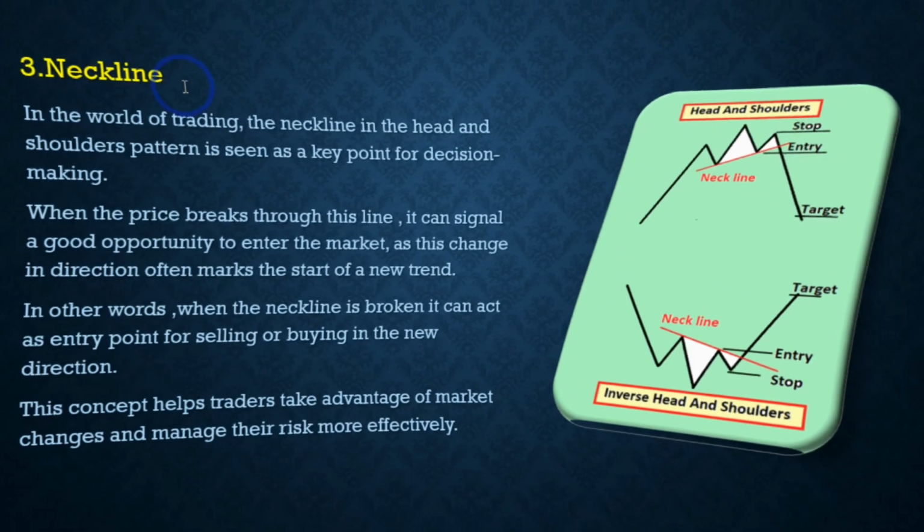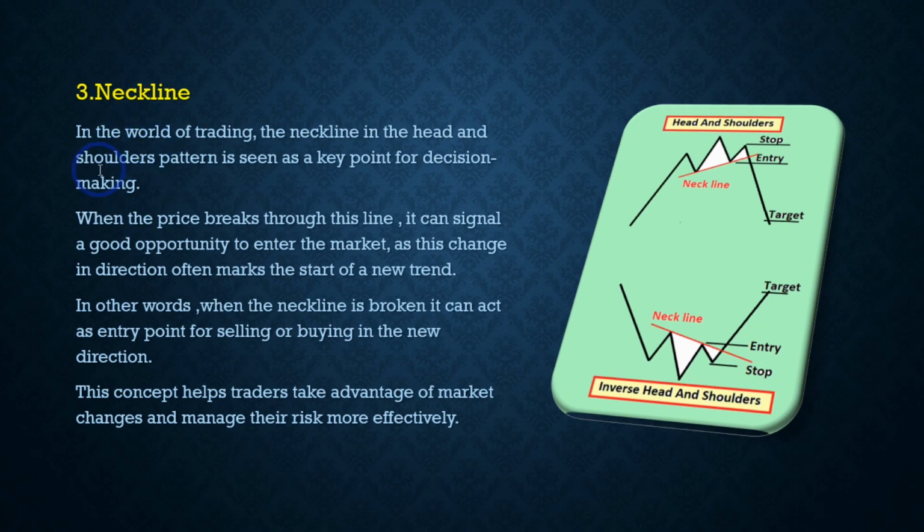In the world of trading, the neckline in the head and shoulders pattern is seen as a key point for decision making. When the price breaks through this line, it can signal a good opportunity to enter the market, as this change in direction often marks the start of a new trend. When the neckline is broken, it can act as an entry point for selling or buying in the new direction. This concept helps traders take advantage of market change and manage their risk more effectively.